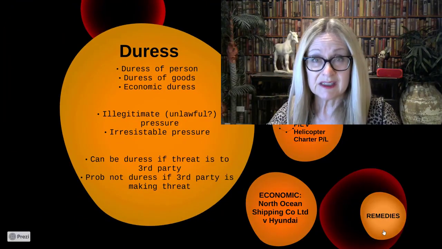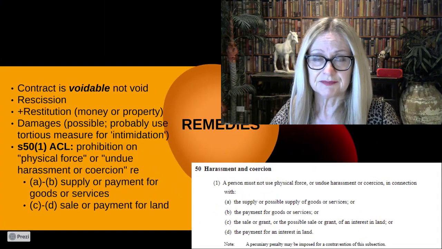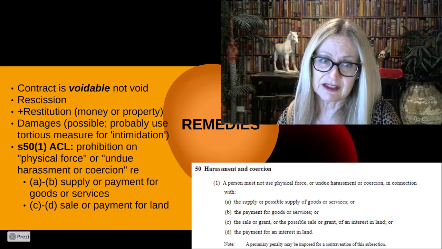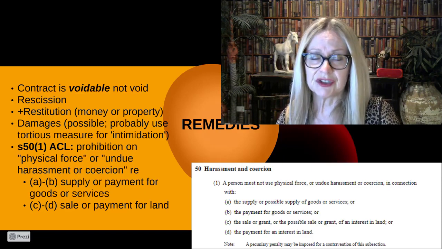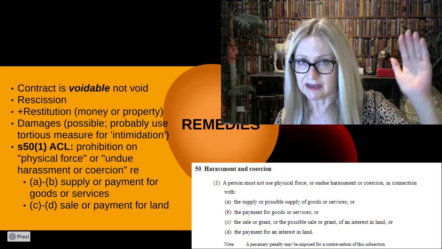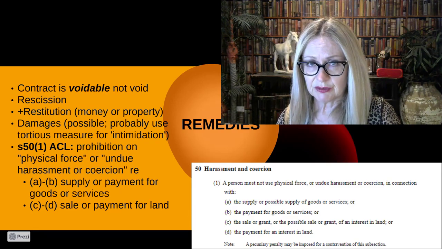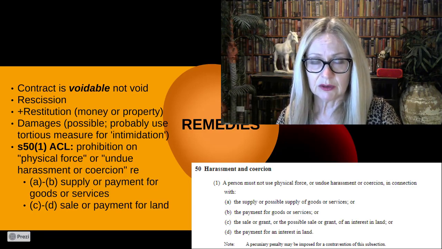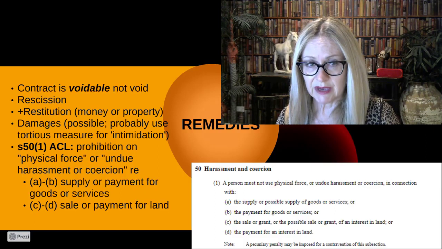What we really need to speak about now is the issue of remedies, and the Hyundai case leads us very nicely into the remedies that are available. Obviously, rescission is the big one because the contract is voidable, so you've got to put your hand up and say, I rescind. You can ask for restitution of your money, so to get your money back or your property back. There has to be substantial restitutio available there.